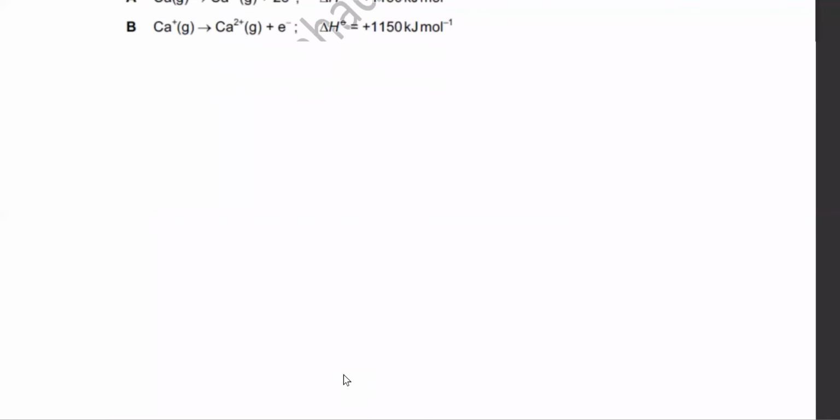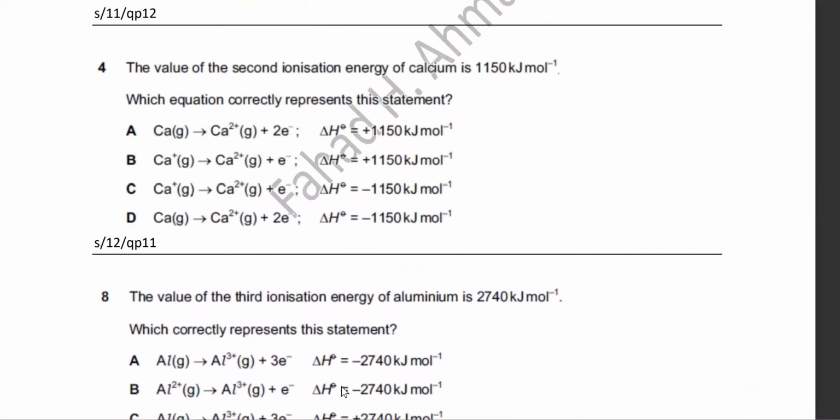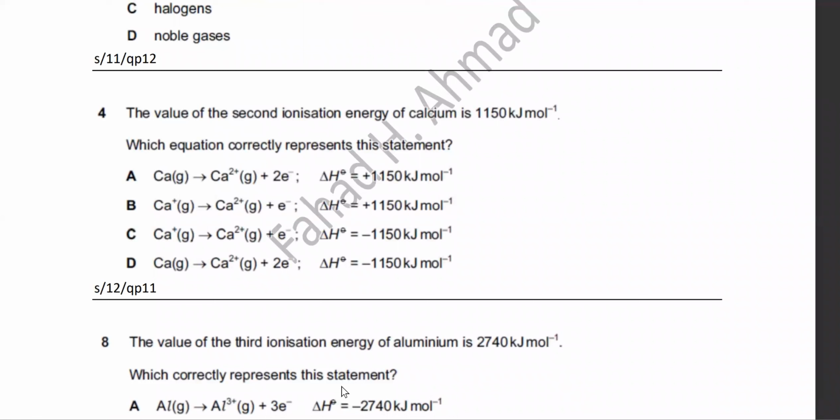But let me just find these two questions. He's saying the value of the second ionization energy of calcium is 1150. Which equation correctly represents this statement? Again, second ionization energy. Which one is the correct one? And is it going to be plus 1150 or minus 1150? Plus. Okay, remember it's going to be endothermic.